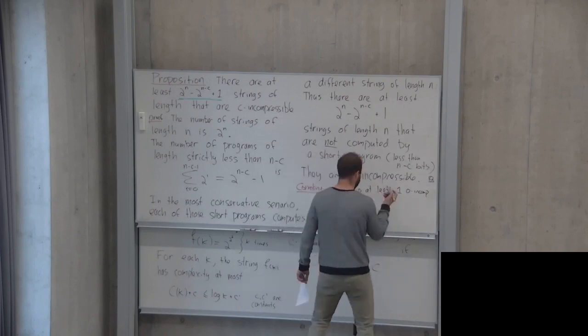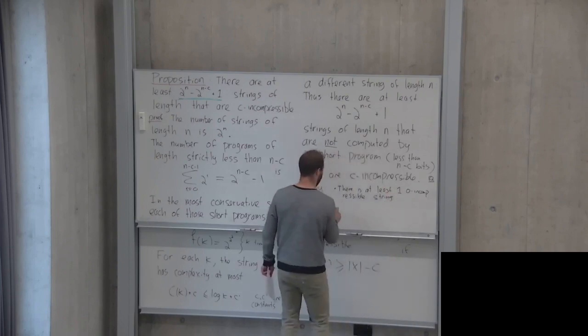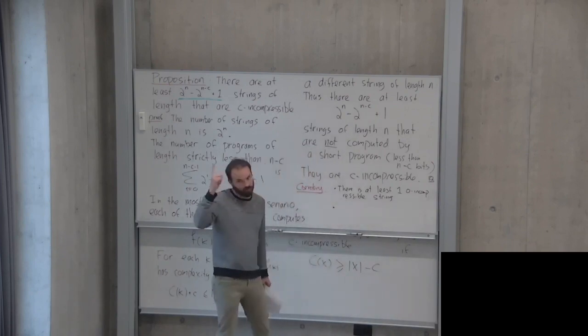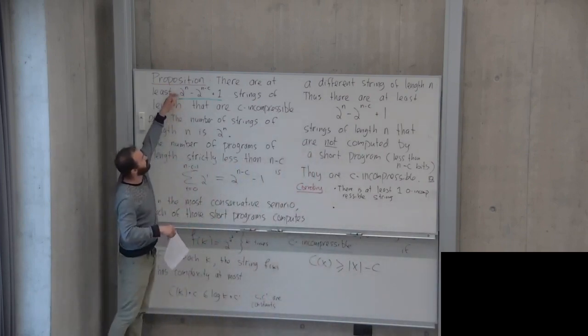There is at least one zero incompressible string. That's the first part of the corollary. And it seems a little boring, right? Oh, there's one. Proof of principle, there's one. But what I'd like to stress is that it really goes fast.